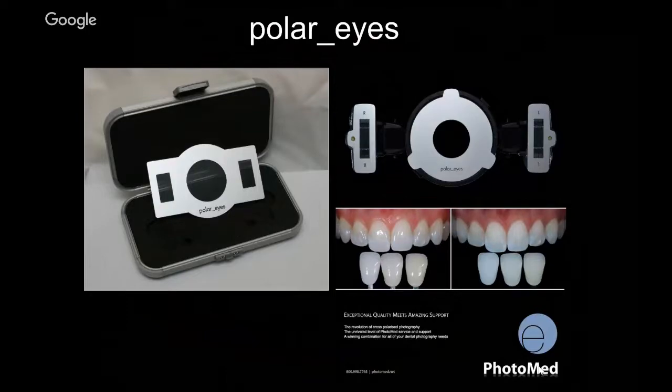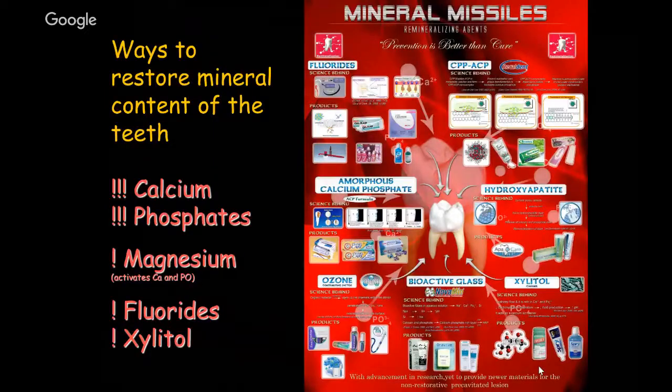You can see this on a slide. What are the important ways to restore the mineral content of teeth? The first and second are calcium and phosphates. And in third place, I say magnesium, because magnesium activates calcium and phosphates. And as additional components, fluorides and xylitol. But more important are calcium and phosphates.